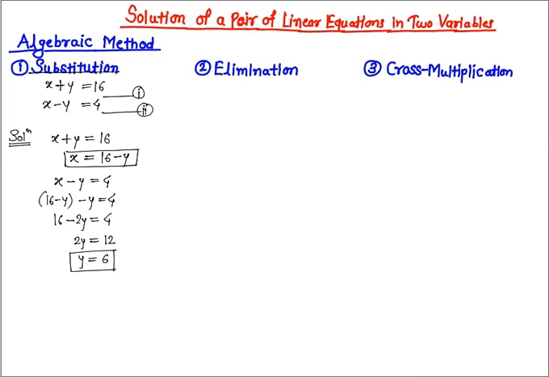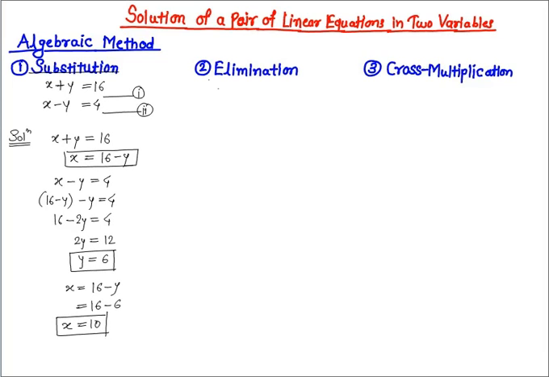Now we have found the value of y as 6. Let's find x now. What is x? x equals 16 minus y. So this will be 16 minus 6. So we get x equals 10. Isn't it simple? In this method, we are basically finding the value of one variable from any one equation, and we are putting that value in the second equation to find the value of the second variable.